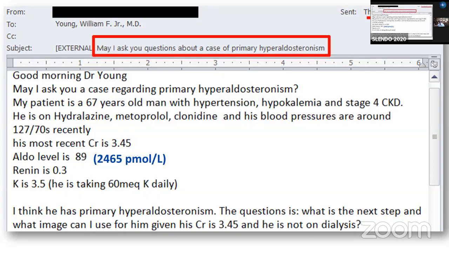Aldo is 89, renin is suppressed. Potassium is 3.5, and he's taking 60 milliequivalents of potassium a day. That's remarkable. Here's a patient with stage 4-5 CKD, and he's hypokalemic. That's remarkable.